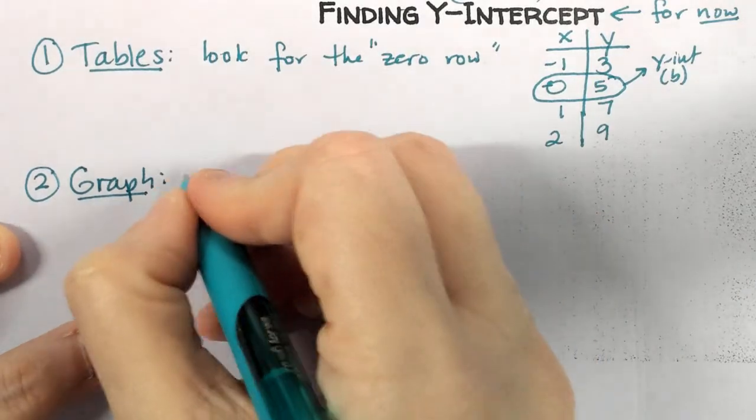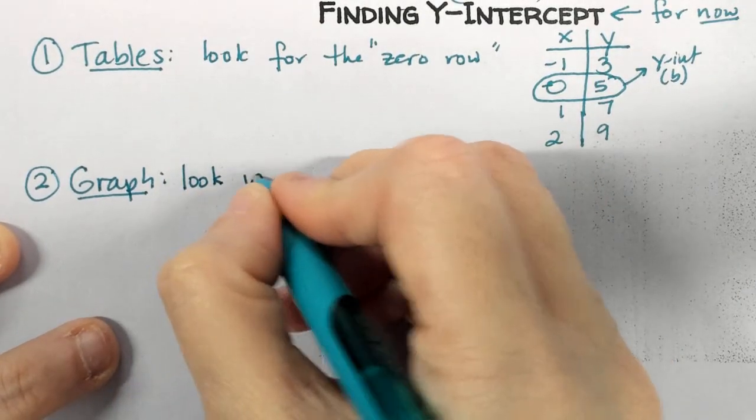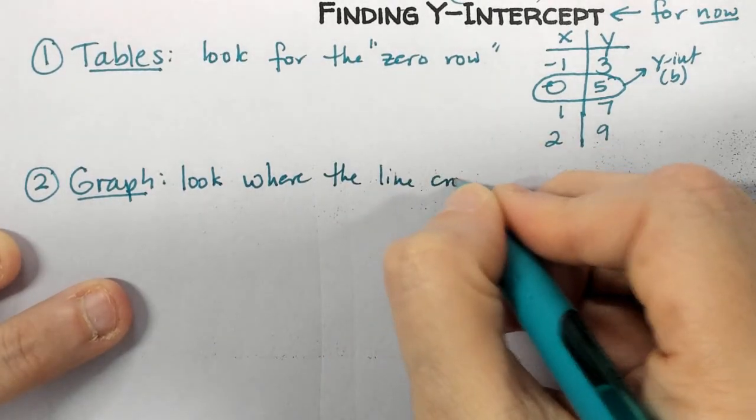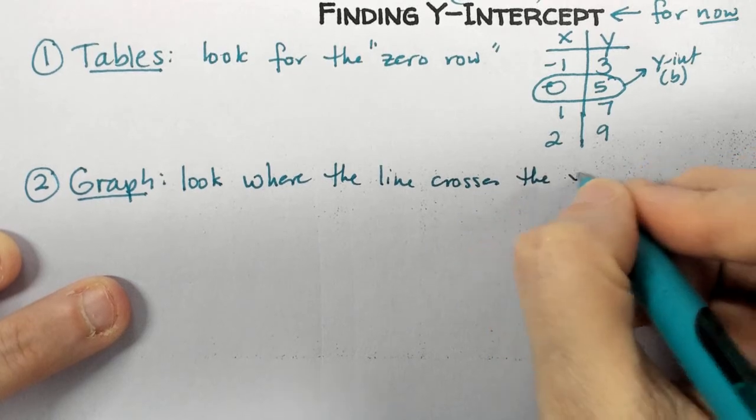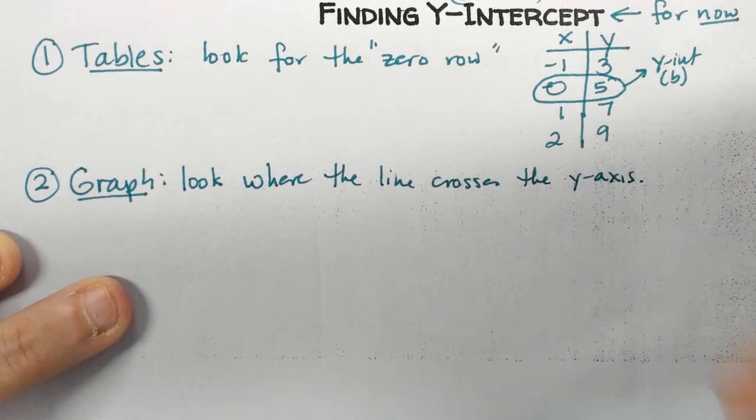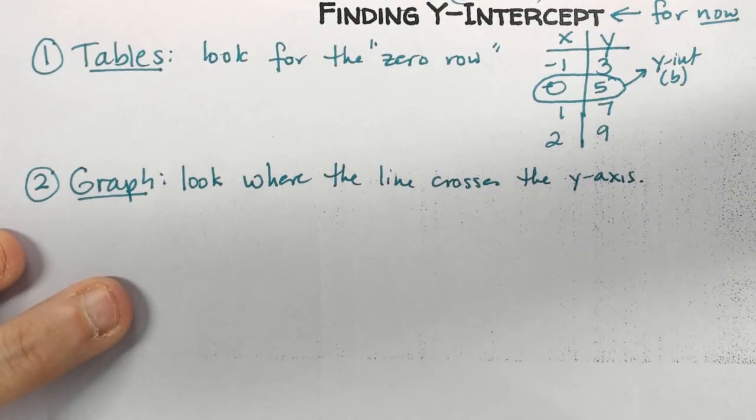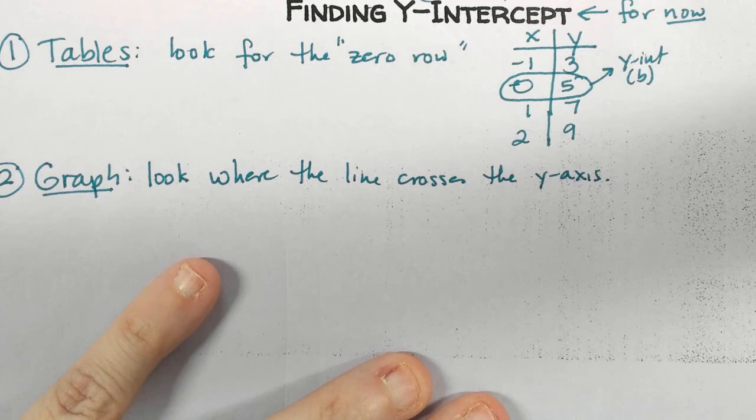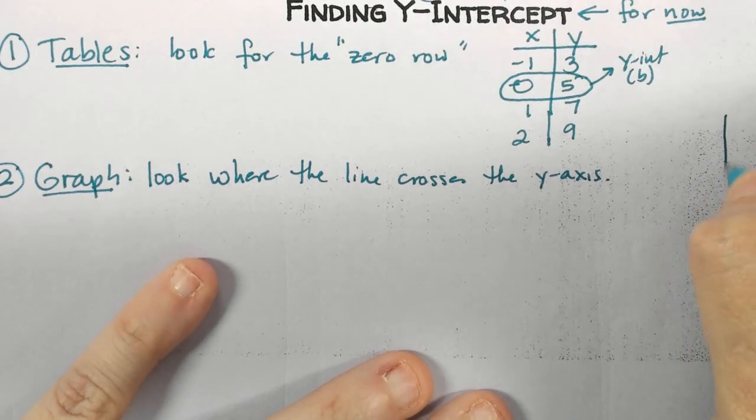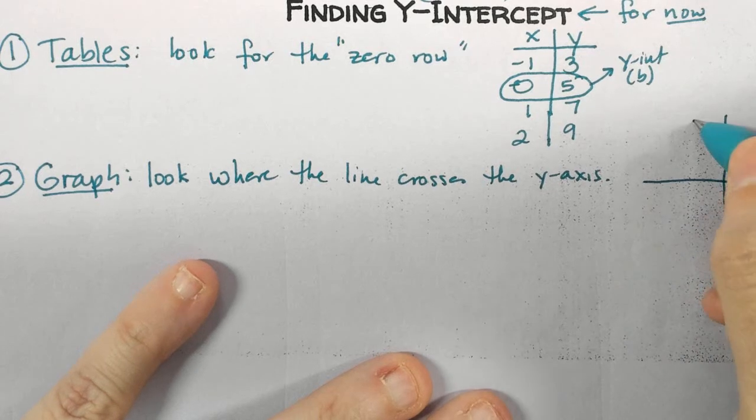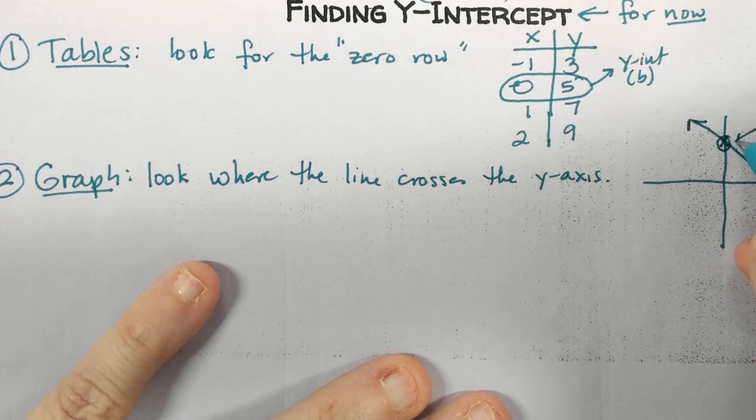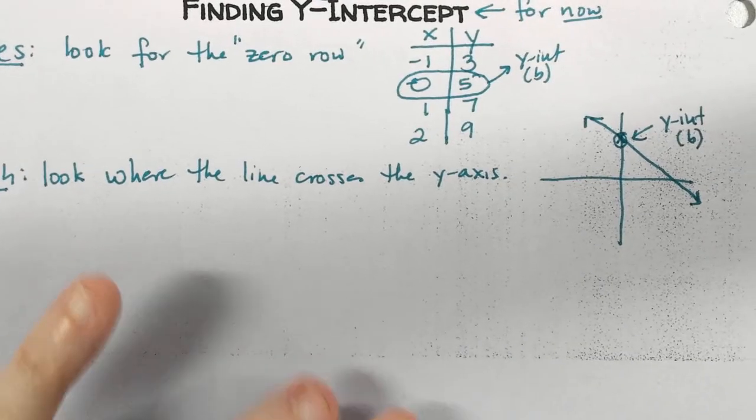Okay, so in a graph, we look where the line crosses the y-axis. Okay? So we look where the line crosses the y-axis. So if I were to sketch myself a little graph, and here's my line right there. That's my y-intercept. Okay, right there.